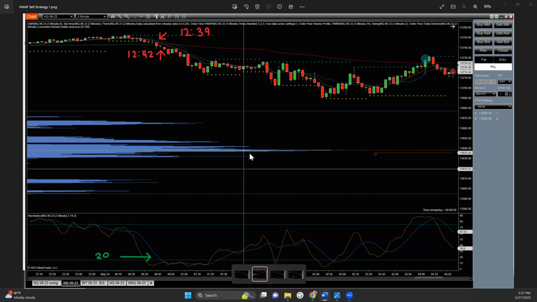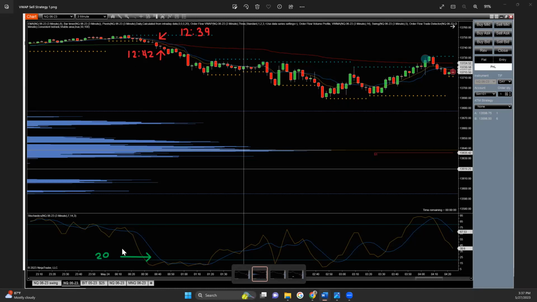So on the morning of May 24, 2023, at 12:39 a.m. Central Standard Time, a 3-minute candle closed below the VWAP, right? Not the full candle, but the candle did in fact close below the VWAP line. The full 12:42 a.m. Central Standard Time candle closed below the VWAP. However, look at the stochastics.